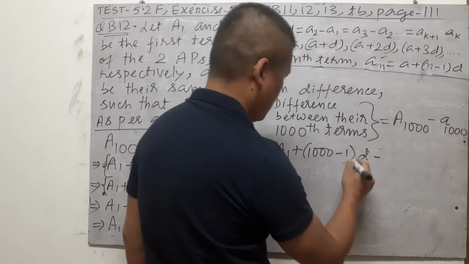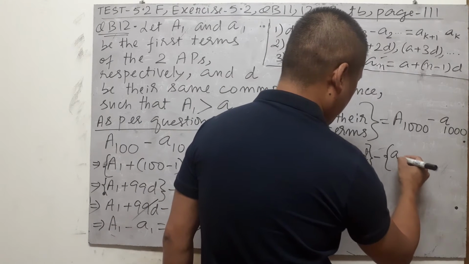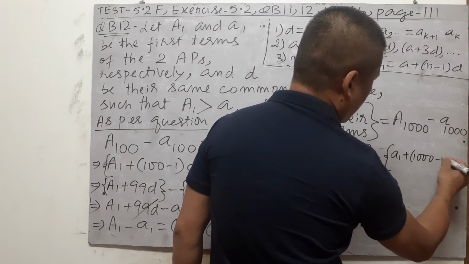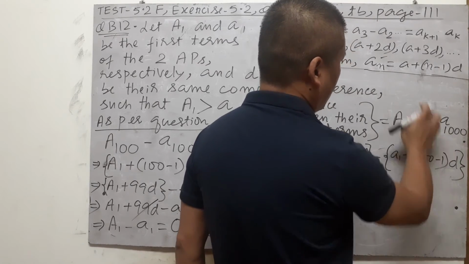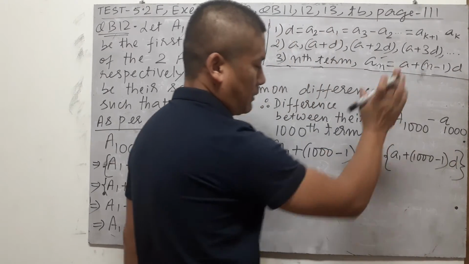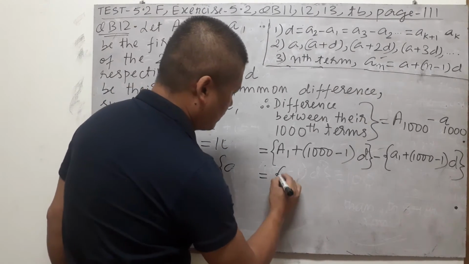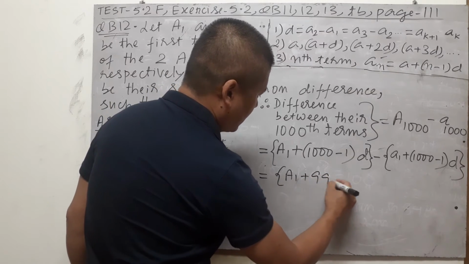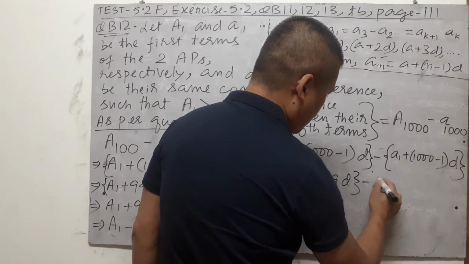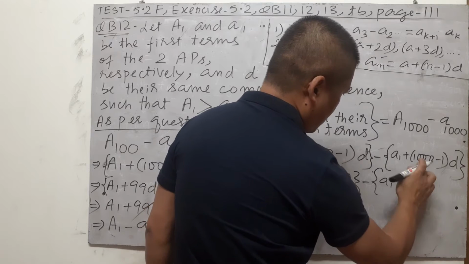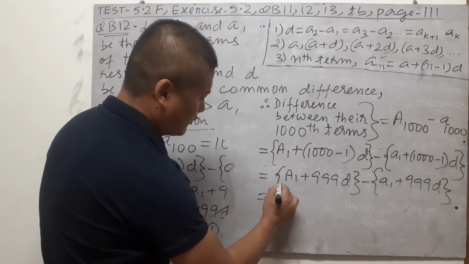Minus, and here small a1 plus N minus 1, 1000 minus 1, into D. This is A1000: small a1 plus N minus 1 into D. That gives you A1 plus 999D, because 1000 minus 1 is 999, close bracket, minus small a1 plus 1000 minus 1 again, 999D. So we have this. Now we can remove this bracket.